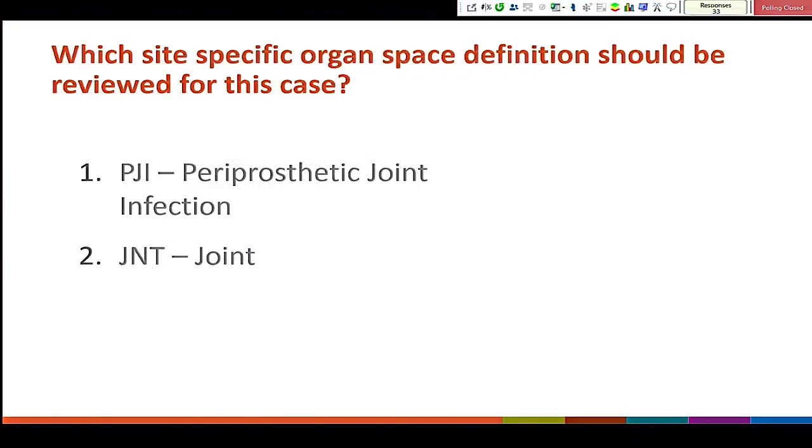Okay, so which site-specific organ space definitions should be reviewed for this case? We know that we're looking at organ space, but which of the definitions from Chapter 17 following this procedure do we want to hone in on? PJI, a periprosthetic joint infection, or joint infection?